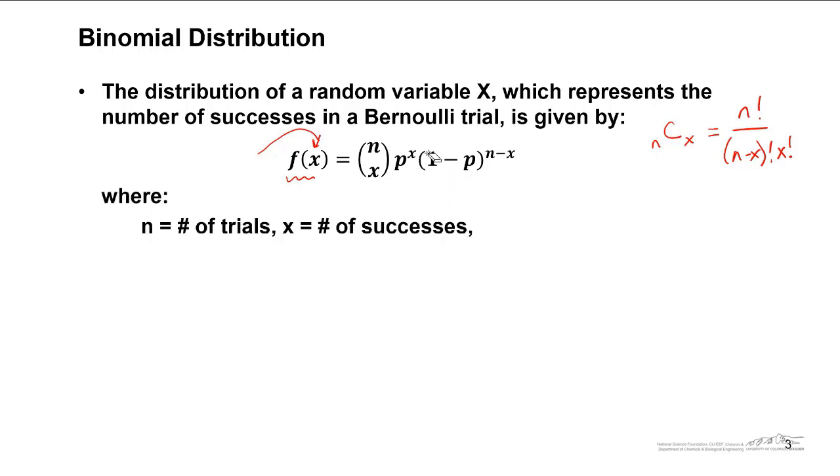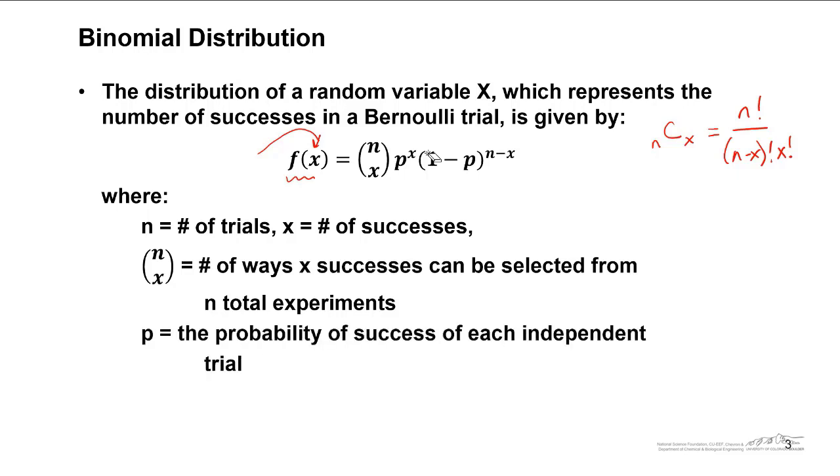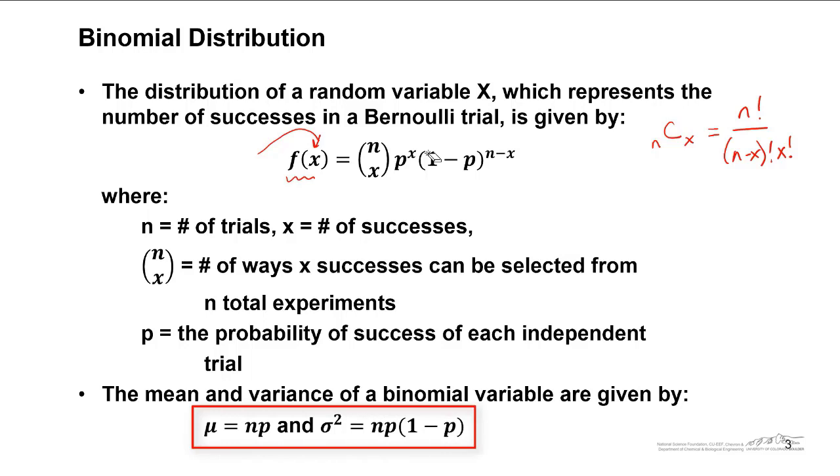So again, here n is the number of trials, x is the number of successes that you're interested in, and this determines the number of exact successes. So you can't use at most or at least, you have to adapt this. N over x is the number of ways x successes can be selected from n total experiments. P is the probability of success. It turns out for the binomial distribution, the mean is just the number of trials times the probability of success, and the variance is np times 1 minus p.